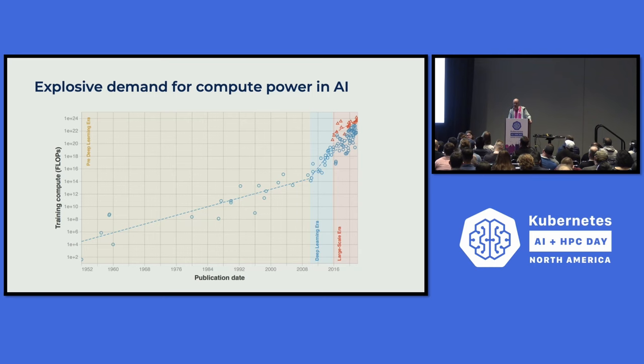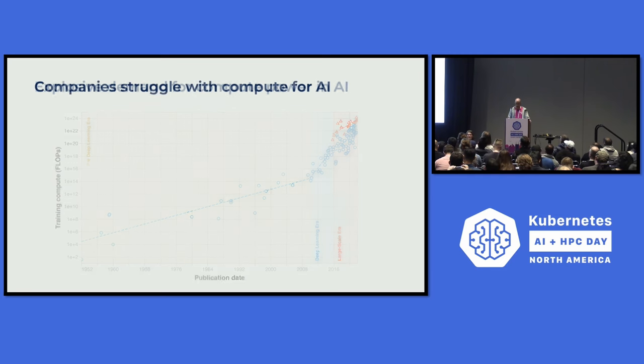And with large language models right now, we're seeing again this big jump. The large language models are those red dots. So 2 orders of magnitude more computing power to train LLMs with respect to training traditional deep learning models. A lot of computing power. So there is a big promise for AI and LLMs, but also a huge problem when it comes to computing power. And what we see right now is companies struggling with compute for AI.